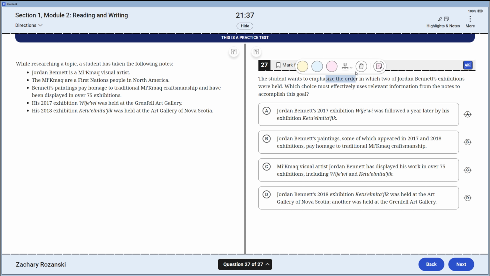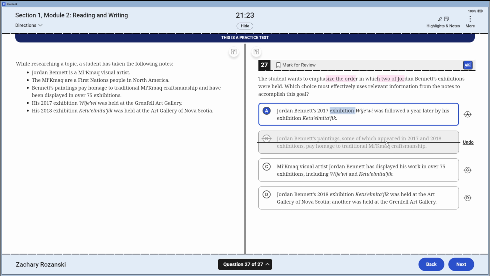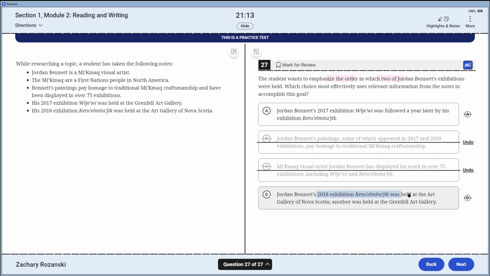The order in which these two exhibitions were held. We've got one in 2017, here it is, and then a year later. 27A is looking pretty cute, unless it's lying to me. The paintings, some of which appeared in, I don't know the order. This states that there are paintings in an order, but it doesn't give me the order. The visual artist has displayed his work. He's very popular, but I don't know the order that these came up in. And then this final one. All right, we've got a year.